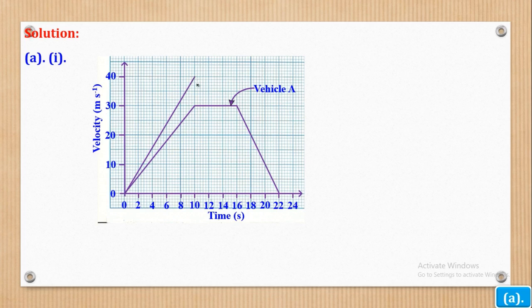Then it needs to maintain the speed for 6 seconds, so we are going to draw a straight line from here up to here. So let's do that. Then it decelerated after 4 seconds, so 16 plus 4 is 20, so we are going to draw a straight line from here up to there. So let's do that. And that will be the motion of vehicle B.